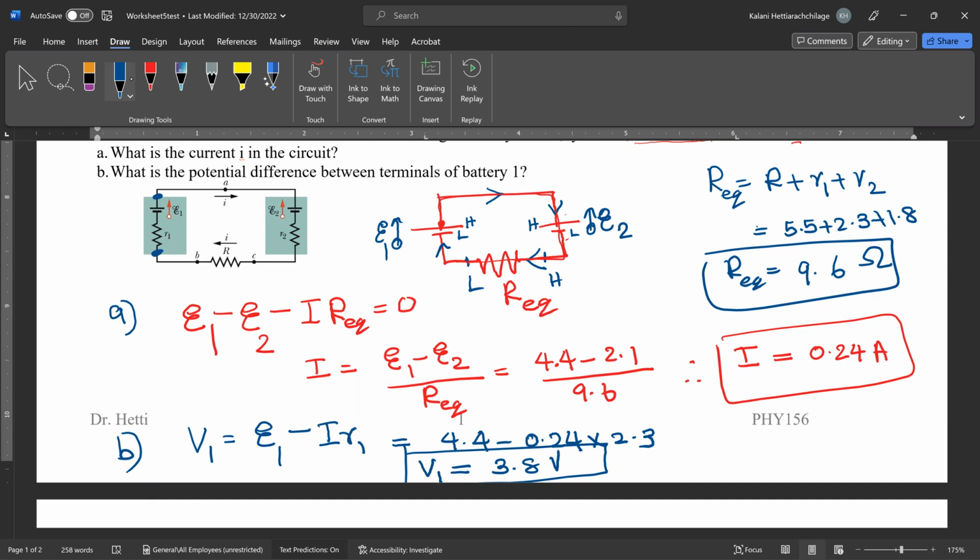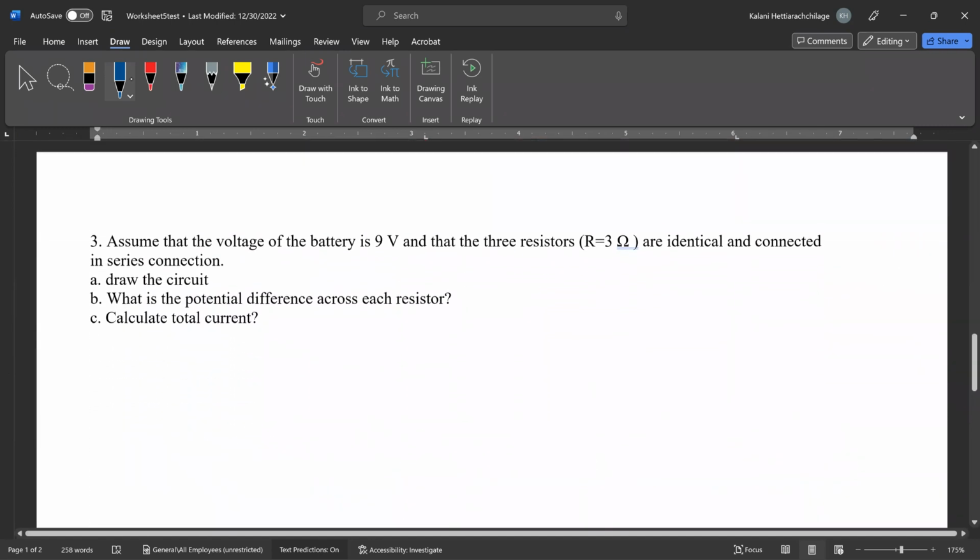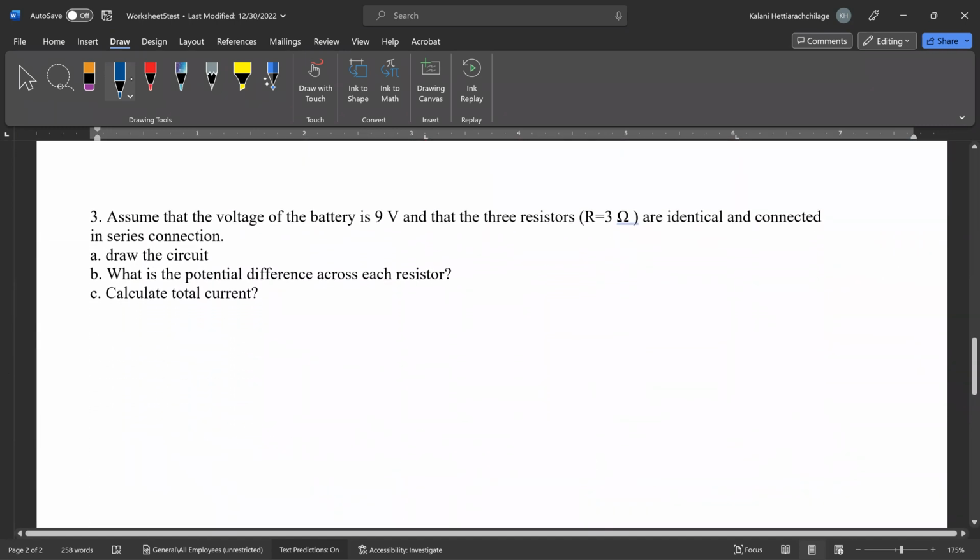Okay, you can do exactly the same for the second battery also. That will be our question number 2. Okay, so now let's move into question number 3, which is to understand series connection of the circuit.